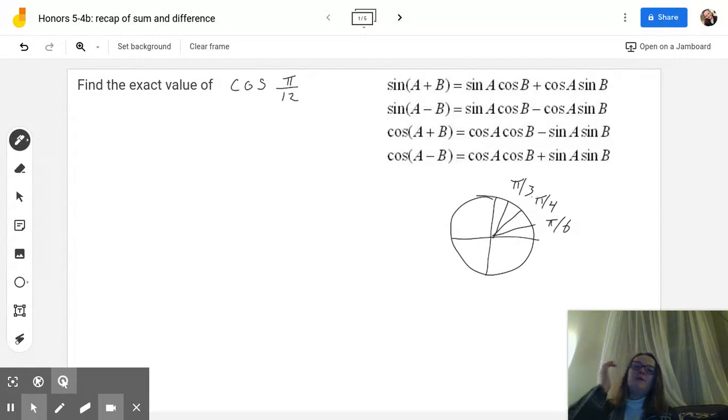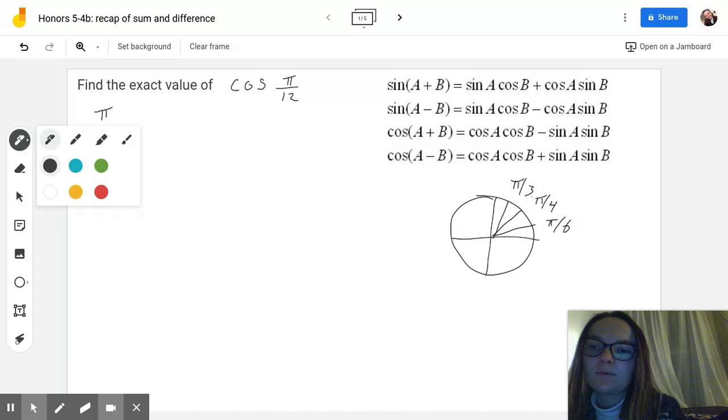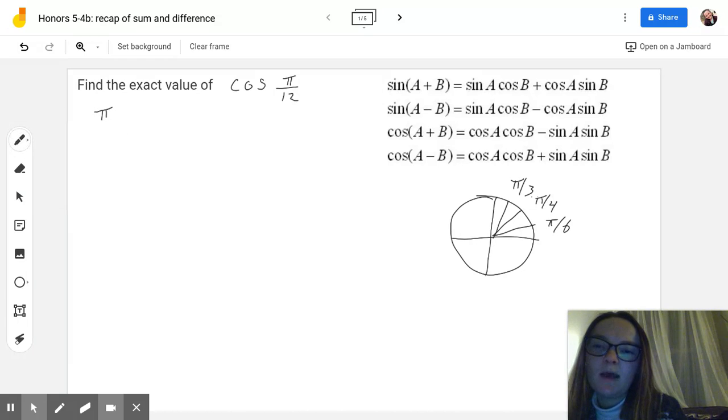Okay, so if I think about what are two things that I know that are going to add or subtract to pi over 12? Well, nothing on the unit circle is going to add to pi over 12 because pi over 12 is smaller than pi over 6, smaller than pi over 4, and smaller than pi over 3. So I'm going to have to use subtraction here. If I say pi over 3 minus pi over 4, let's see what that ends up being.